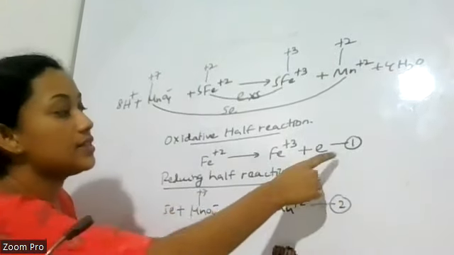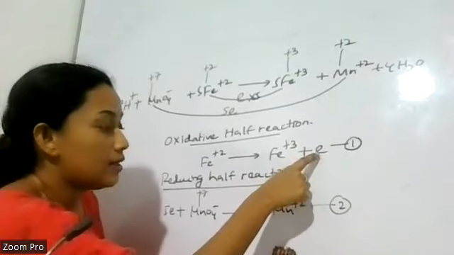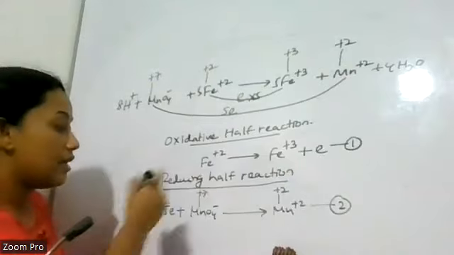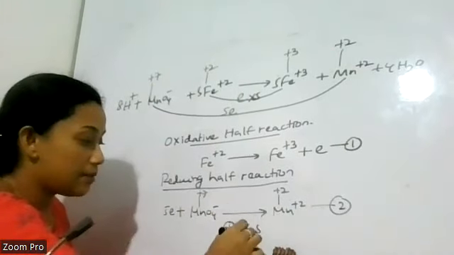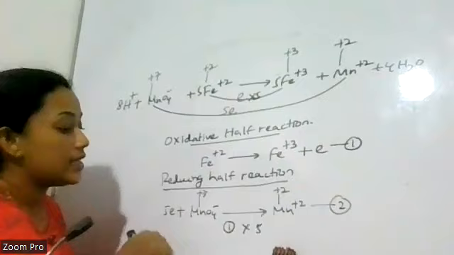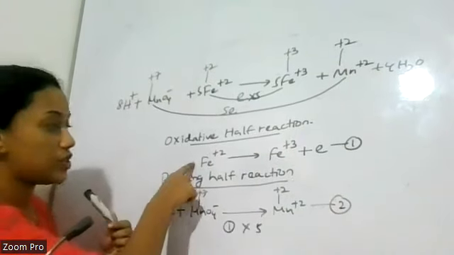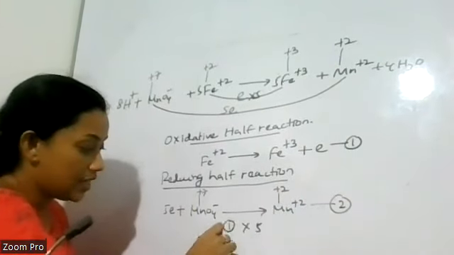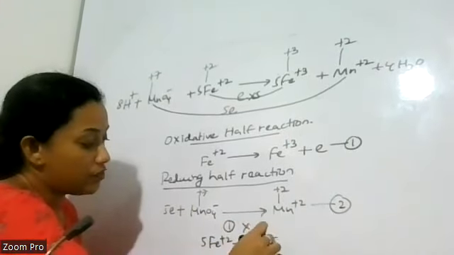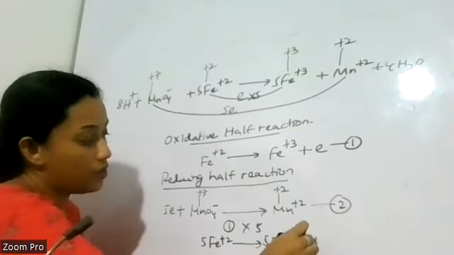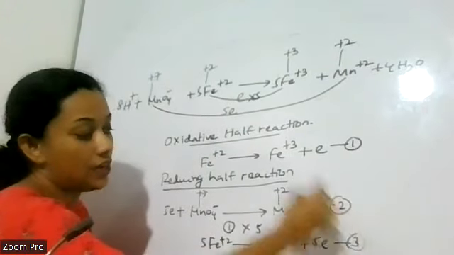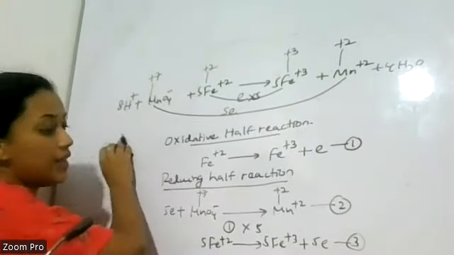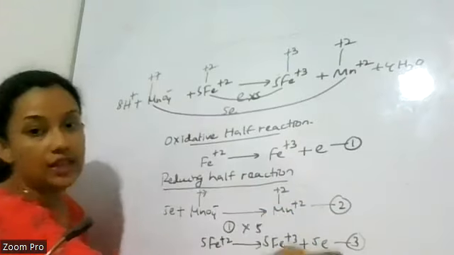We have to balance these two equations. Therefore, 5 electrons here, here 1 electron. Therefore, equation 1 should be multiplied by 5. All the species of equation number 1 should be multiplied by 5: 5Fe2 plus into 5Fe3 plus plus 5 electrons. This is equation number 3. Then we can add equations 2 and 3.